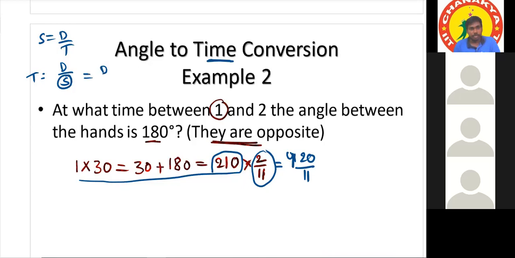After finding the distance, what is the speed? It's a fixed value. What is the relative speed? 11 by 2. Your voice is very low. This is 11 by 2.